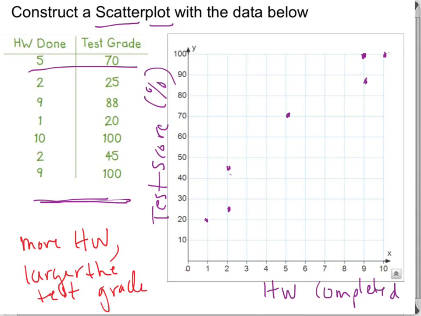I should actually title my graph too. Always come up with a good title that tells the reader exactly what they're looking at. So I would say maybe homework assignments completed versus test score.